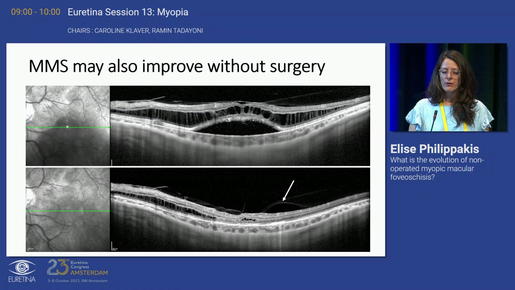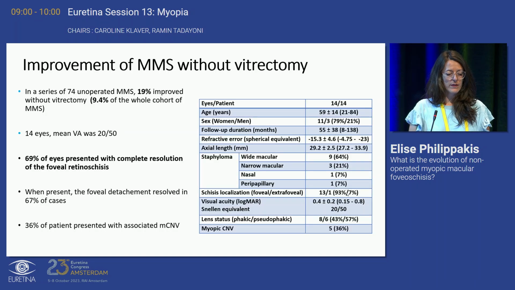But we also observed that some myopic schisis may also improve without surgery, probably due to changes of the vitreous. We had a series of 14 eyes representing about 20% of non-operated myopic macular schisis, and the vision was good, as I told you, and in this small group, 2/3 of these patients had a complete resolution of the macular schisis, and also when a foveal detachment was present. And interestingly, 36% of patients presented also with myopic CNV.